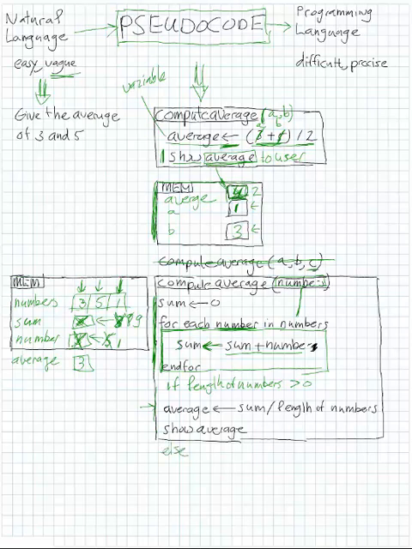Else, if that's not the case, so in that case there are no numbers, then, well, what can we do? We can show some error message. And I also have to be very careful to specify where my if else ends, and I do this with end if.